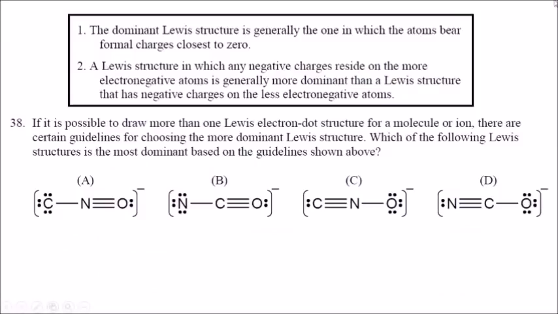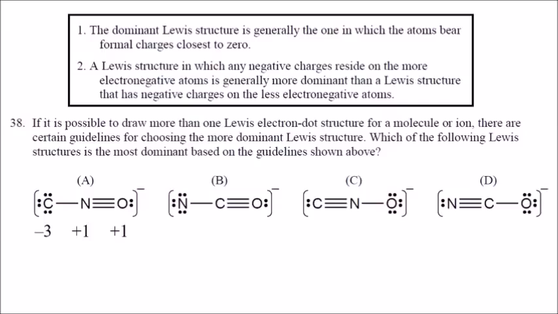Number 38 is about formal charge. Let's go ahead and assign formal charges to each atom in each choice. Starting with choice A, 4 would be the valence electrons for carbon. That's going to be 4 minus 7, so negative 3. For nitrogen, it's going to be 5 valence electrons, so 5 minus 4 is positive 1. And for oxygen, 6 valence electrons is going to be 6 minus 5, that's positive 1.